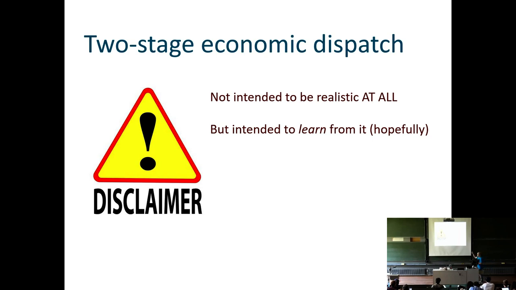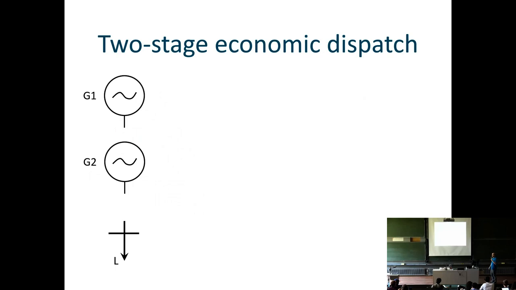We're going to use a very simplistic two-stage economic dispatch problem that probably most of you are familiar with. Who knows the economic dispatch problem? I have seen some presentations about it. That's great, because then you have the basis to learn. Two-stage economic dispatch, very simple. We're going to have two producers, two generators, G1 and G2, and only one load that has to be satisfied.